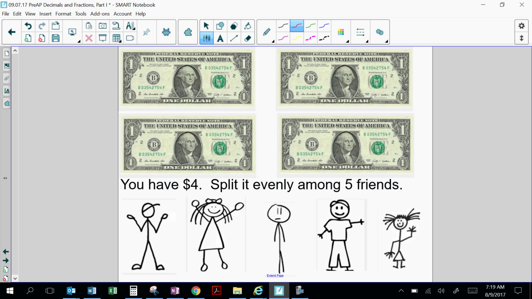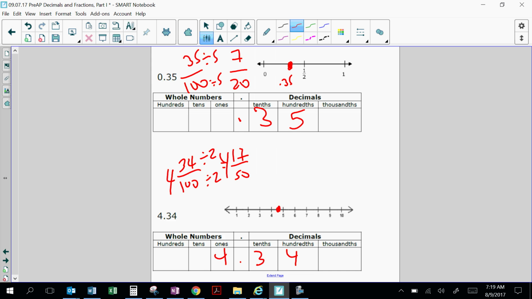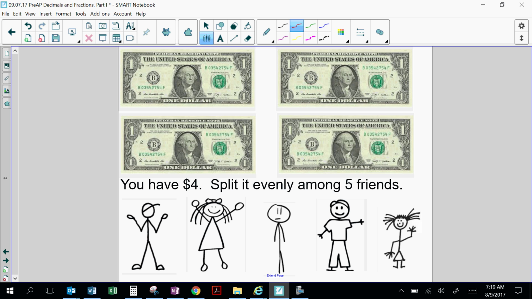The last activity we're going to do is given a fraction. Oh, last activity today. As a group, you're going to talk to your group with your dry erase marker and answer this. You have $4. 1, 2, 3, 4. You're going to split it evenly among 5 friends. How much money will each person get?